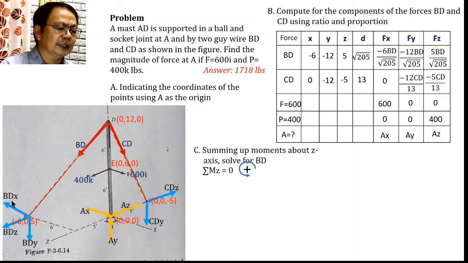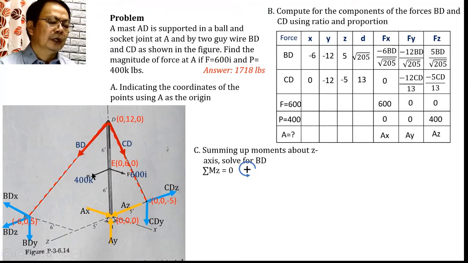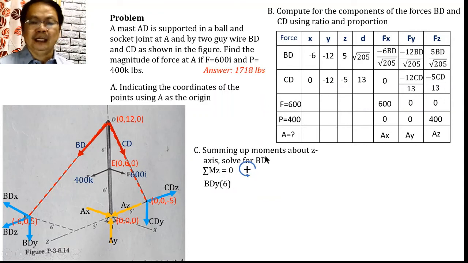Tingnan natin, itong BDX na ito, wala siyang magiging moment kasi kung i-extend natin siya, it will also pass to the z-axis. Ganon din itong BDZ. So, it will create no moment because its tendency is to just slide along that axis. The only moment due to BD is the component of the BD in the y direction which will be producing a moment in that direction and that would be positive and whose moment arm is equal to 6 feet. Kaya pag in-apply natin yan, I have here BDY multiplied by 6 and that is positive.